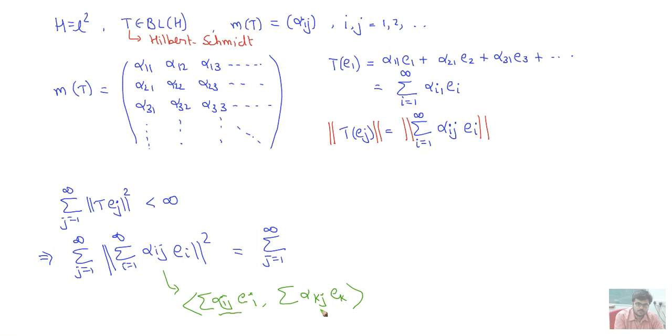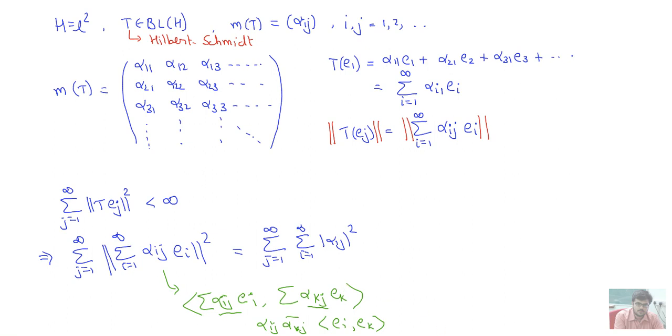So from here alpha ij will come outside, here alpha kj bar will come outside. So this is just me showing the calculation: alpha kj bar, and then ei ek. Because it is an orthogonal basis, it will be 0 if i is not equal to k, and 1 if i equals k. So only those terms will be non-vanishing when i equals k. So when i equals k, alpha ij bar, that will give us mod summation i equals 1 to infinity mod alpha ij square.